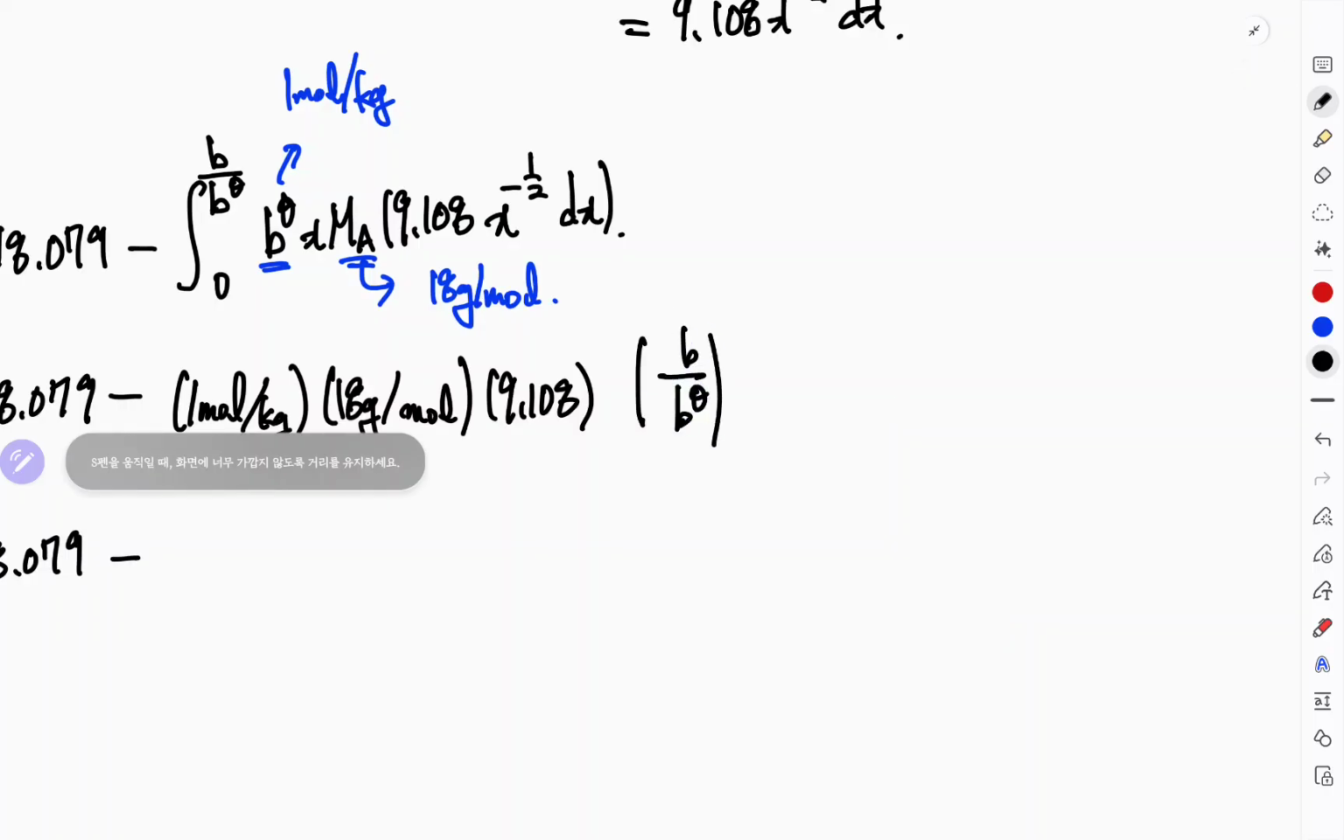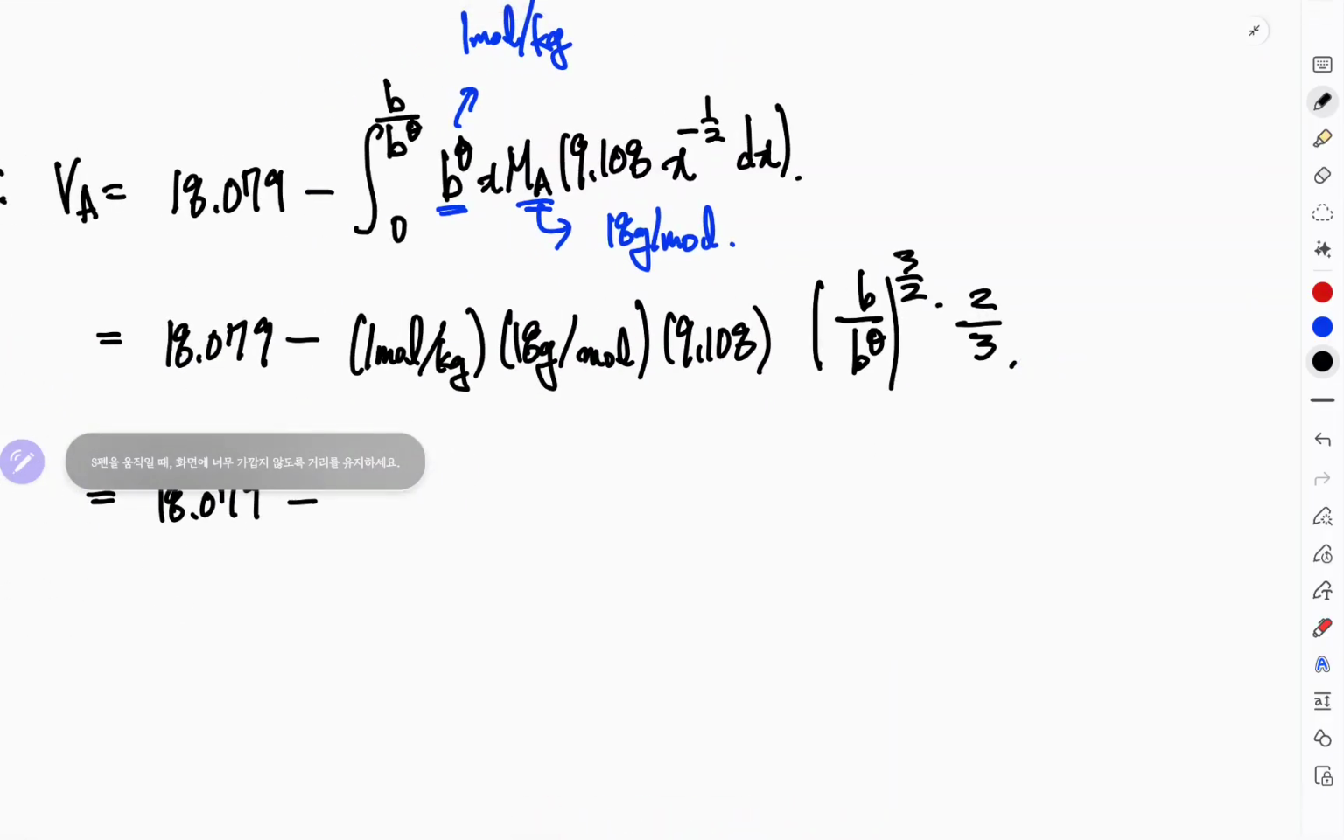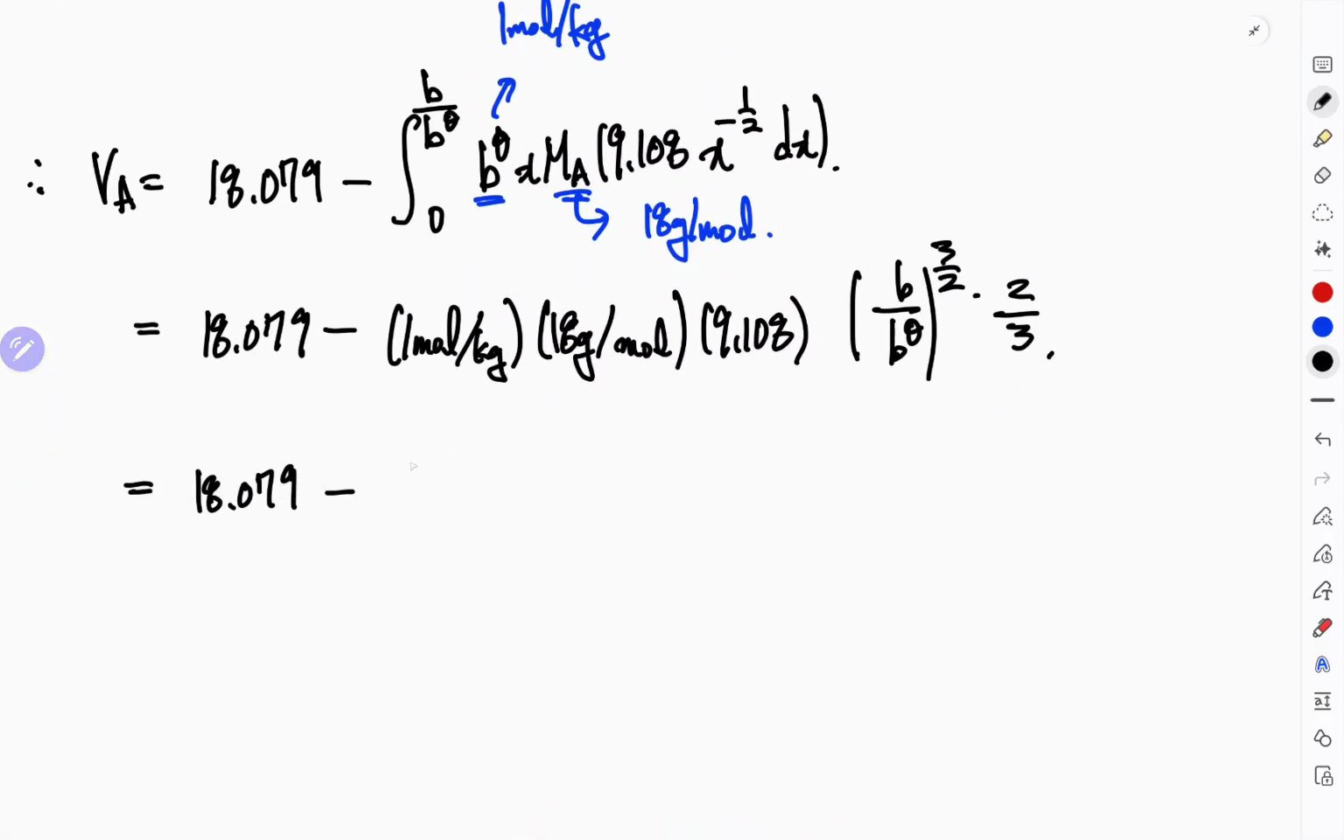Then we can just calculate this constant, and the V_A finally can be written as a function of just the molarity b. This b naught is also a constant, which is 1 mole per kilogram. So if we rearrange, we calculate this one, V_A is equal to 18.79 minus 0.1.